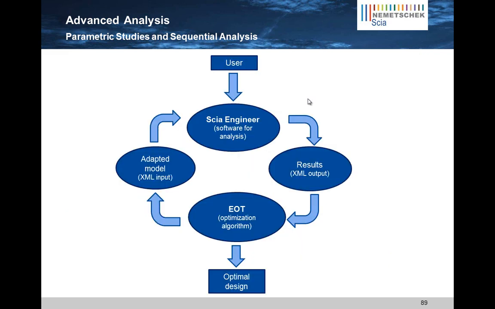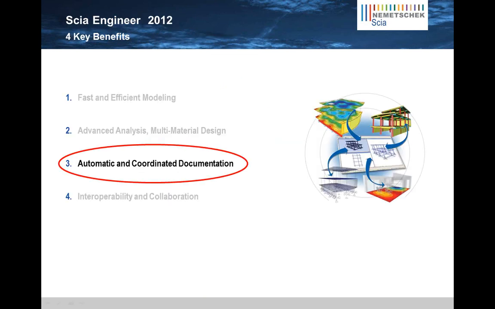Now, the way this works in Scia is that first you define the problem in Scia Engineer. The results are then exported, an optimization algorithm or method is chosen, and then the model is adapted, and the cycle starts over. This system allows the engineer to really leverage the power of the computer to run hundreds or even thousands of iterations to search for optimal design values. So that's a pretty good overview of Scia Engineer's analysis and design capabilities. Next, let's look at documentation. First, we'll start with the calculation report.